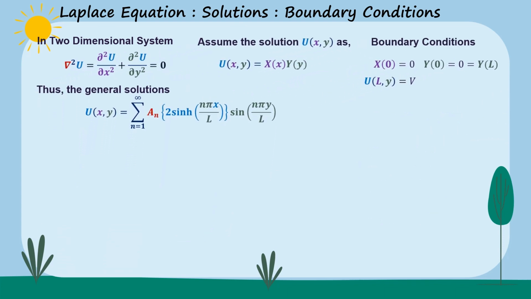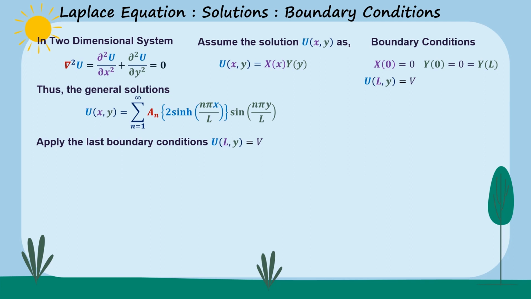To find the values of a_n, we need to apply one important step in this approach, called the orthogonality property, or orthonormal property. Let's go ahead. Here we notice that only one boundary condition is left behind, that is u(x, L) equal to V. That condition we haven't used yet. We only used x equal to 0, y equal to 0, y equal to L and all that.